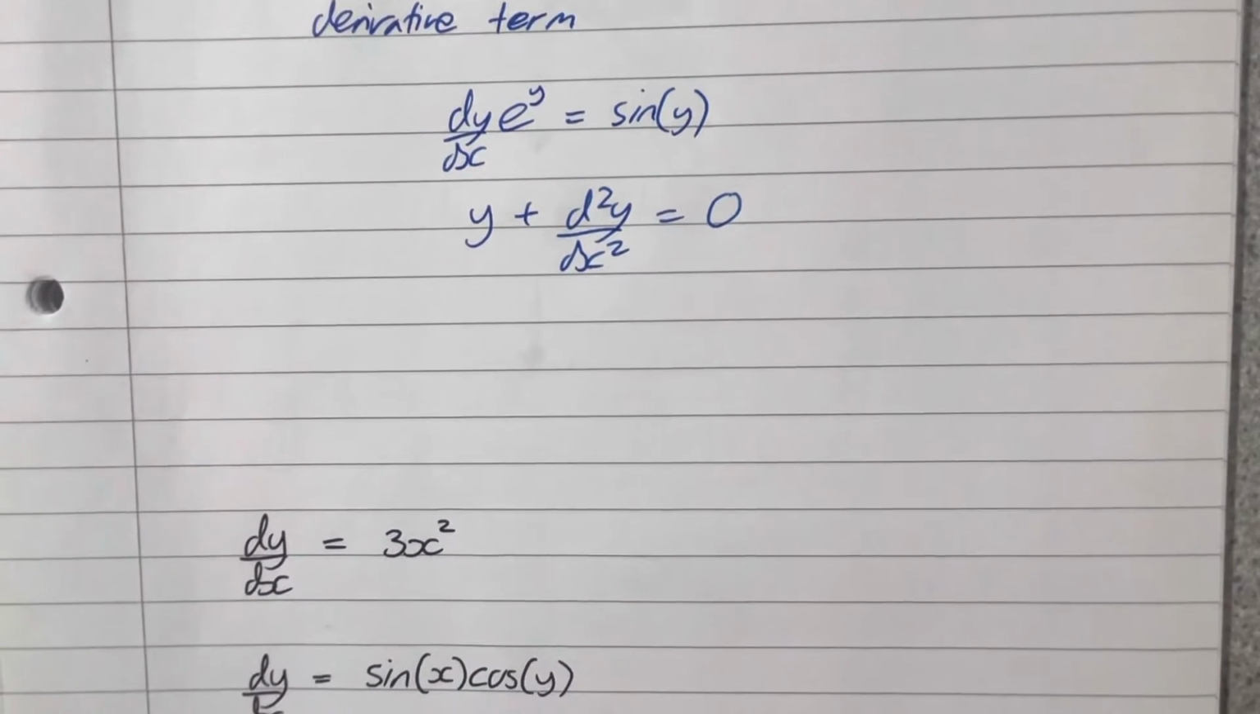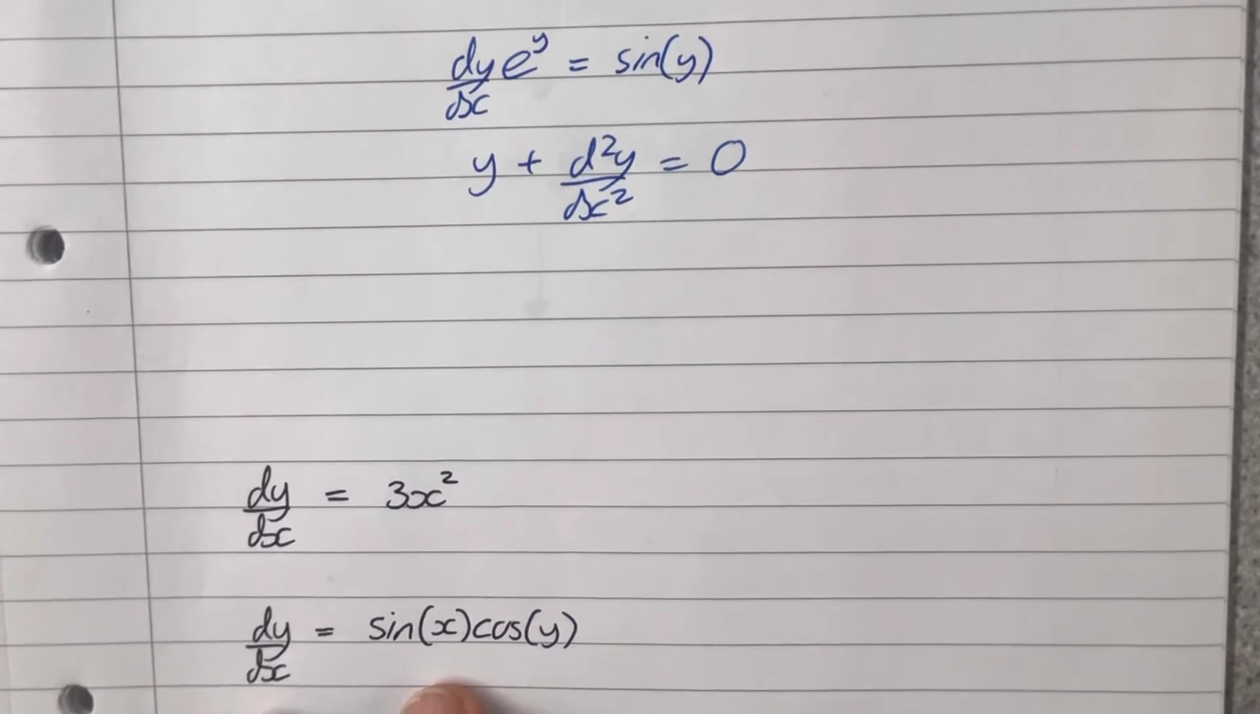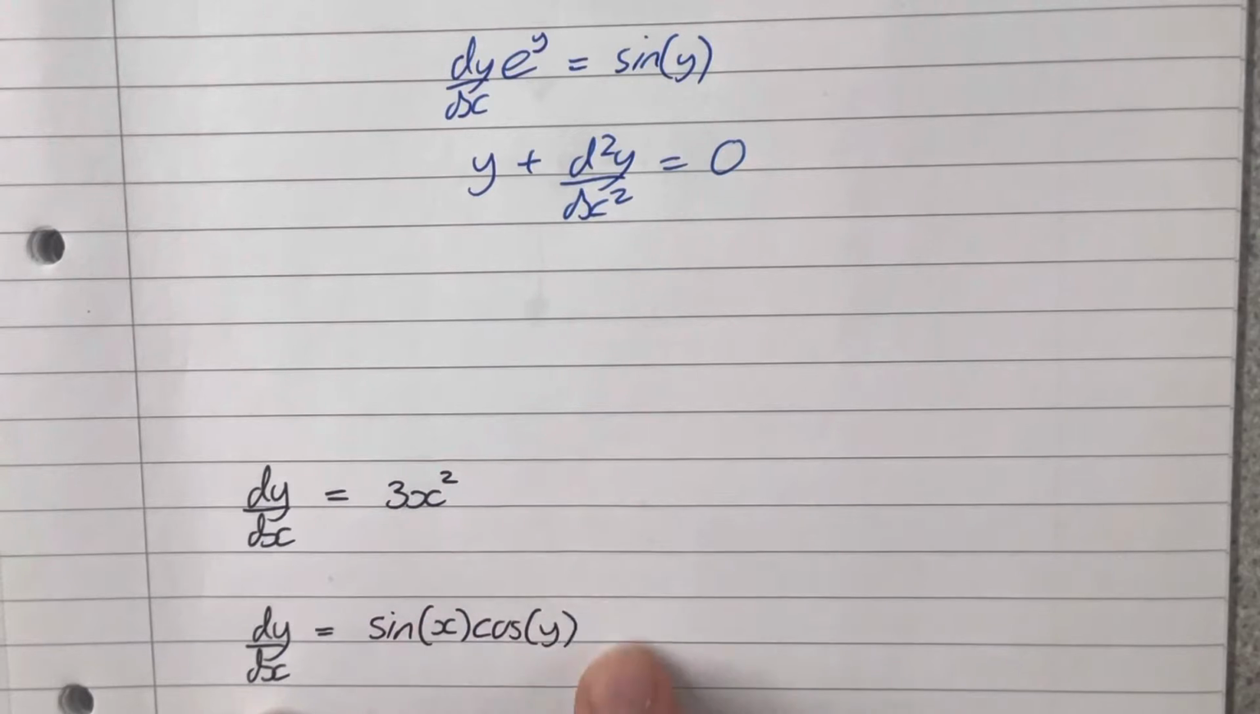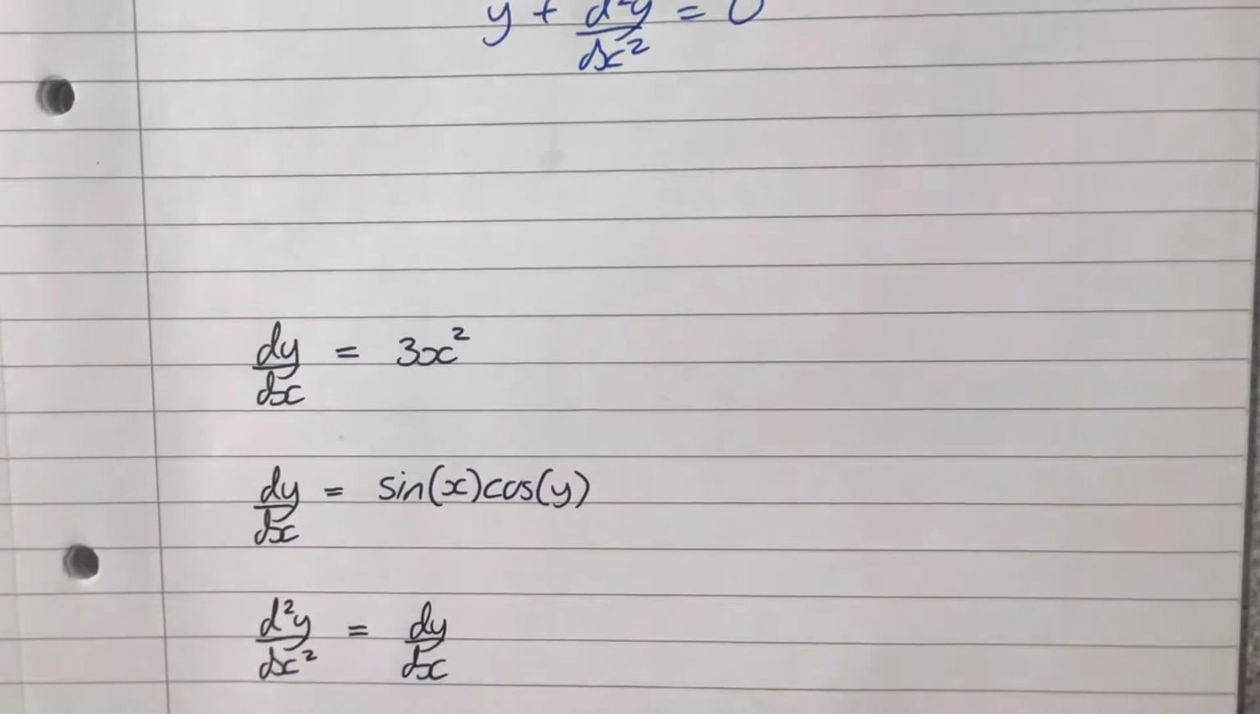But there are more complicated ones. For example, this one here. dy by dx is not just a function of x anymore, but a function of x and y. We will look at how to solve this type of differential equation in this video. Or we might have a second order differential equation. That's a differential equation that contains a second order derivative. We look at solving those on the further maths course. We don't look at solving these on A-level maths at all.